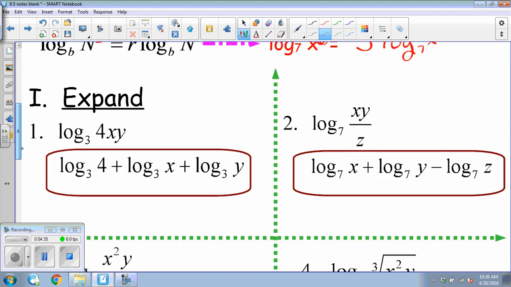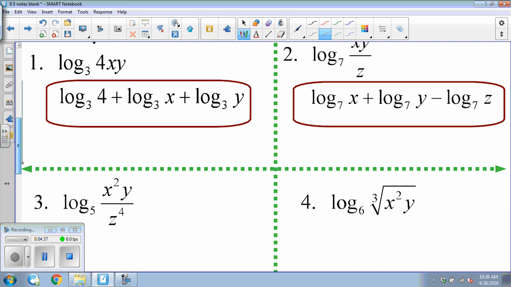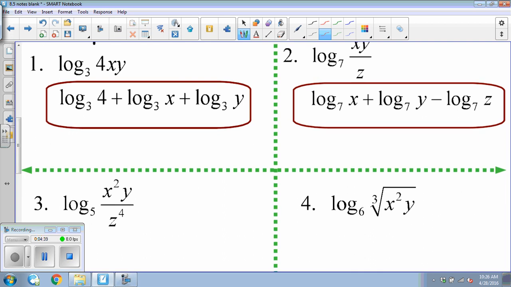The first couple are already done for you. So the instructions say to expand. They give you one log, and you have to expand them all to separate logs. Okay? So in example 1, we have log base 3 of 4 times x times y. Multiplication expands to addition. So that's log base 3 of 4 plus log base 3 of x plus log base 3 of y.